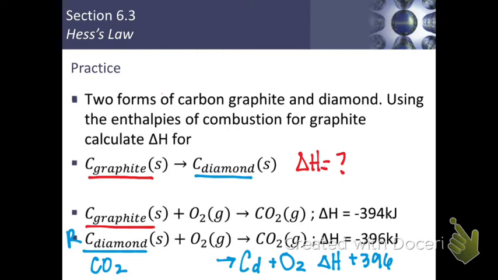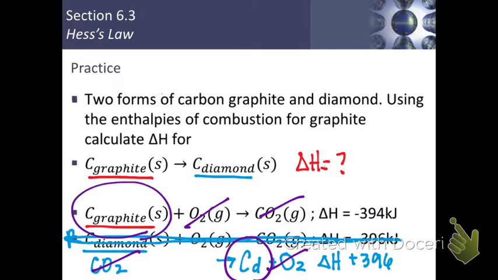And then once I manipulate that equation, I like to go ahead and just cross it out so I know I'm not going to be looking at that reaction to cancel or looking to use that as part of my delta H value. Does that kind of make sense? Now I need to start looking at what I need to cancel out. I do not need CO2 in my final reaction. I do not need O2 in my final reaction. I'm left with carbon diamond and carbon graphite, which is exactly what I wanted.